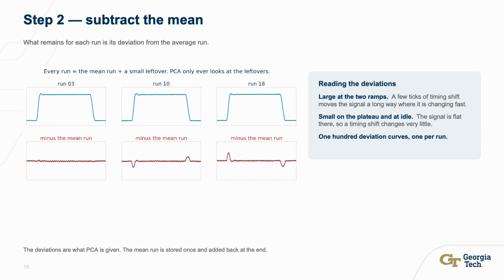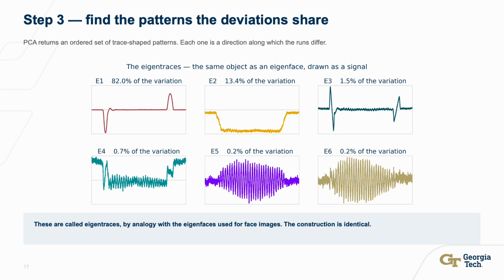This is the same fact from slide 12, seen as a difference. The timing shift moves the signal a long way where the signal is changing fast, and almost not at all where it is flat.